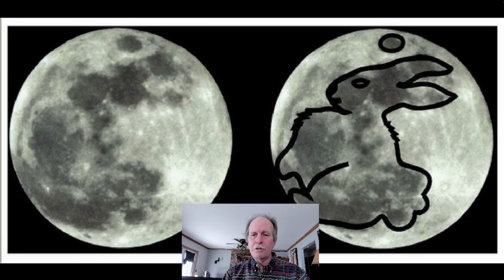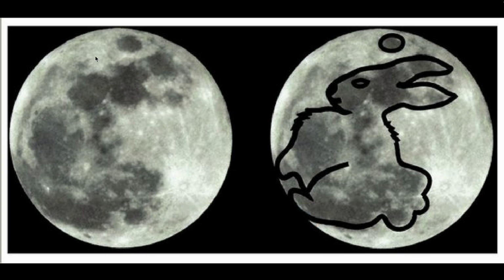Now, while many of us know about the man in the moon, let me introduce you to the rabbit in the moon. On the left, we just have a shot of the moon, and on the right, we have the rabbit in the moon. Notice that there are two seas up here, and those, of course, are the rabbit's ears. Here is the rabbit's head. Here is the breast, the body, and even the little bunny tail here.